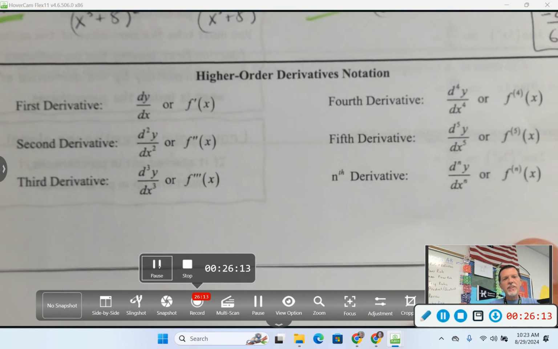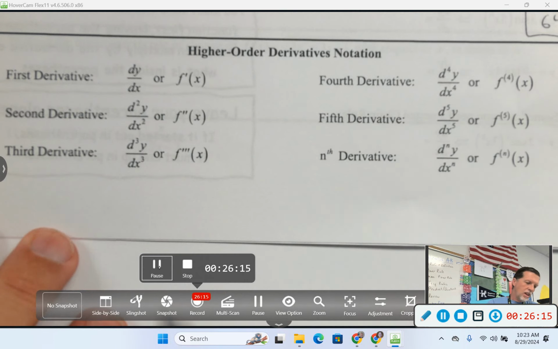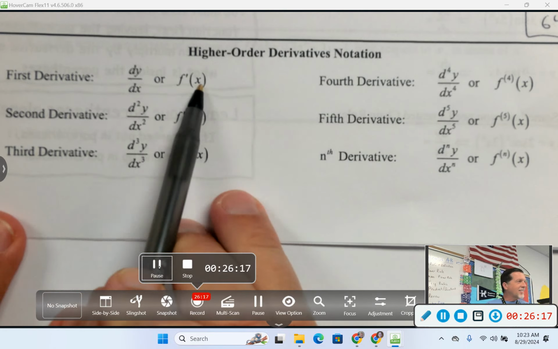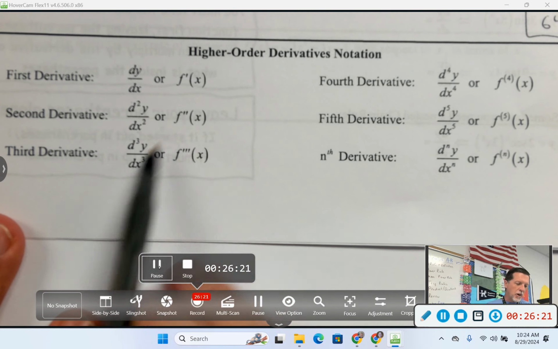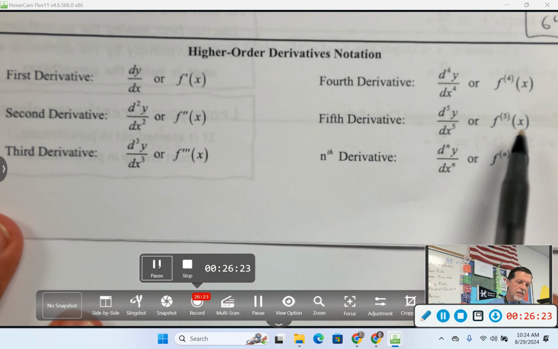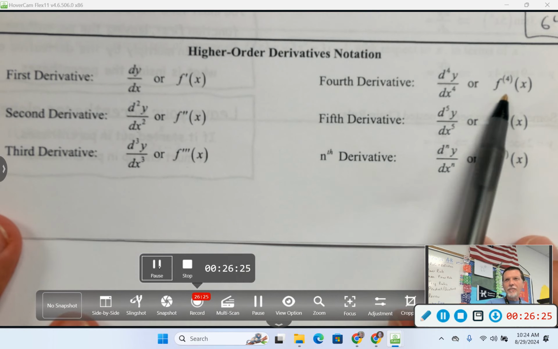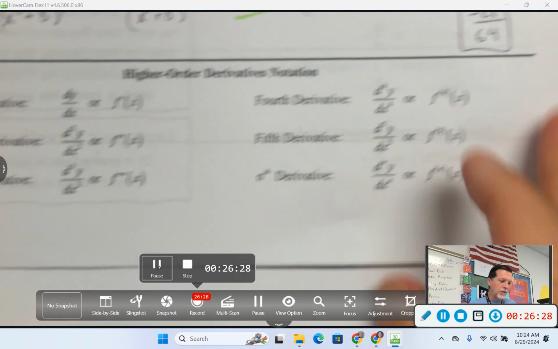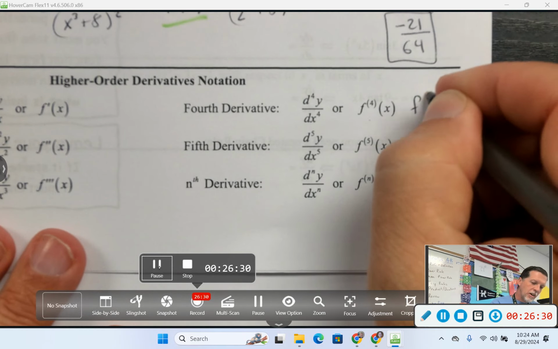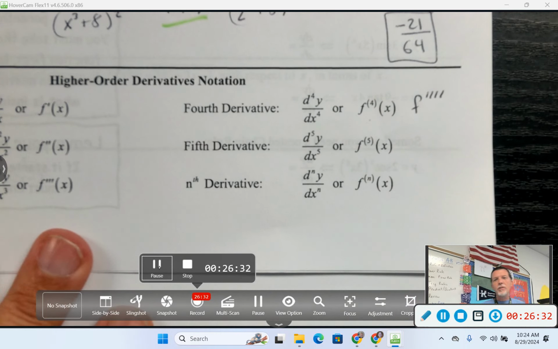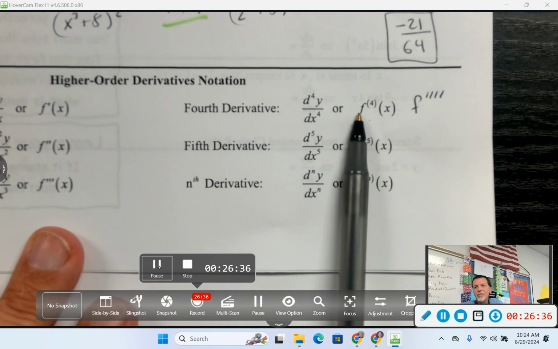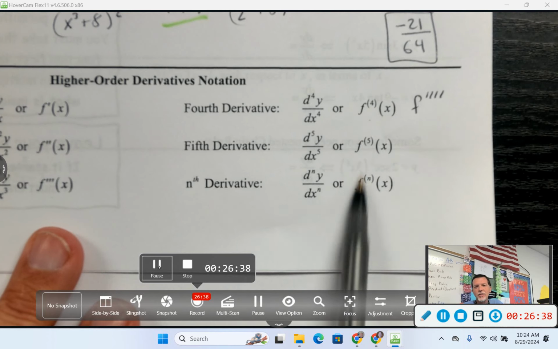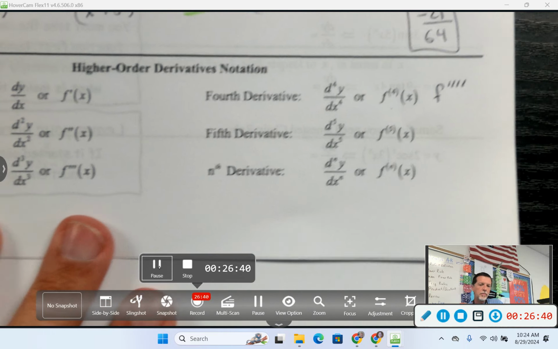The bottom stuff down here is just notation. dy dx is f prime. If you put a squared on it or a 2 on it, it's double prime, triple prime. After 3, you stop putting hash marks because that would look kind of silly. I guess people would know what you're doing. But we'll put a 4 in parentheses. That's not f to the 4th. That's the 4th derivative, the 5th derivative, and so on.